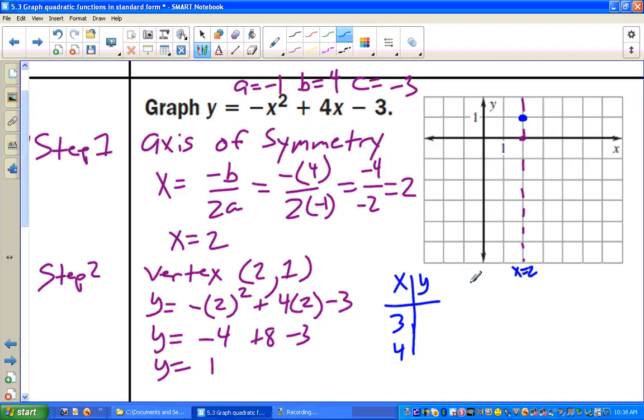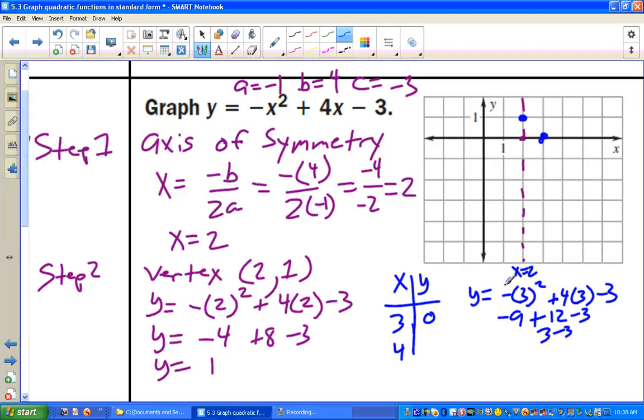So I've got y equals, I've got a negative, I'll put a parentheses, plug in my 3, that'll be squared, plus 4 times 3 minus 3. And I'll calculate. So 3 squared is 9. 9 times a negative 1 is negative 9. Plus 4 times 3 is 12 minus 3. Negative 9 plus 12 is 3. 3 minus 3 is 0. So the point 3, 0 is on my parabola.